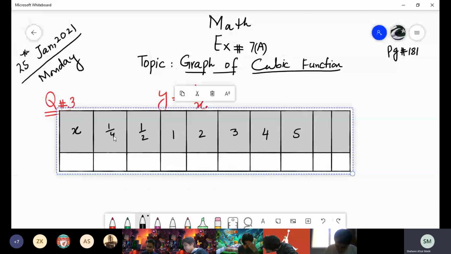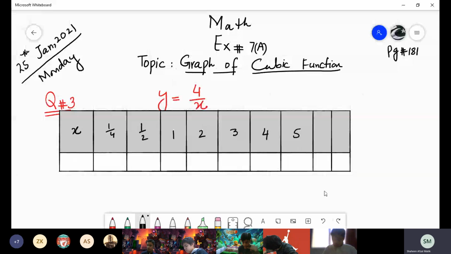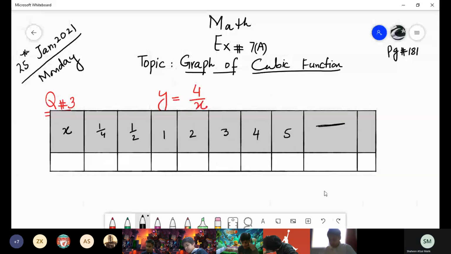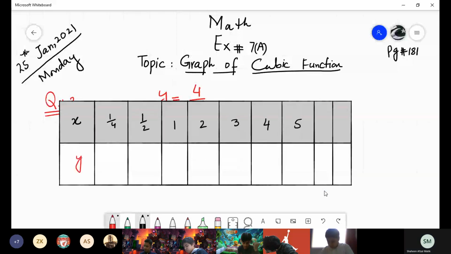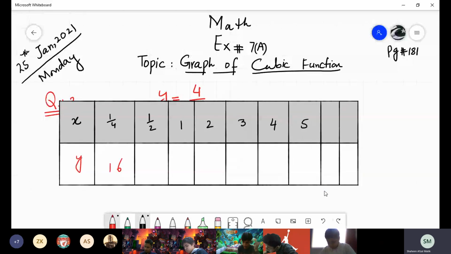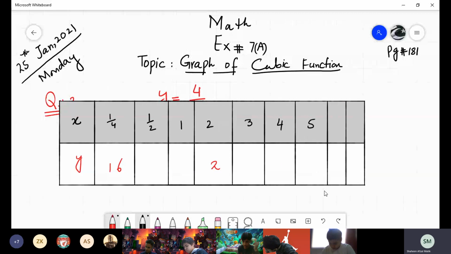One minute. What happened to the graph? Okay, so we can just ignore these two boxes. We will leave it to then after that. Okay. So what are the y values given to you already? For the first it is 16, for 2 this is 2, for 4 this is 1.